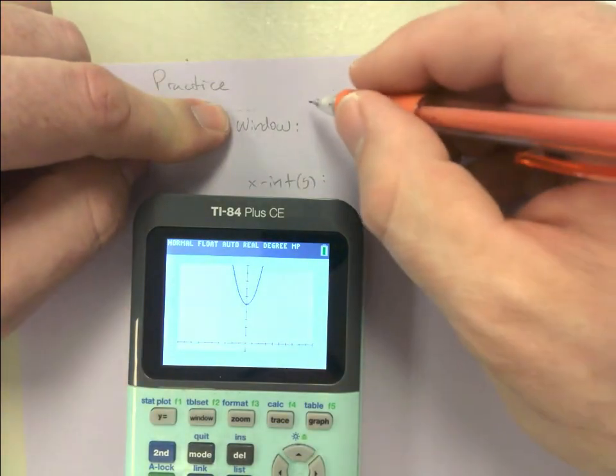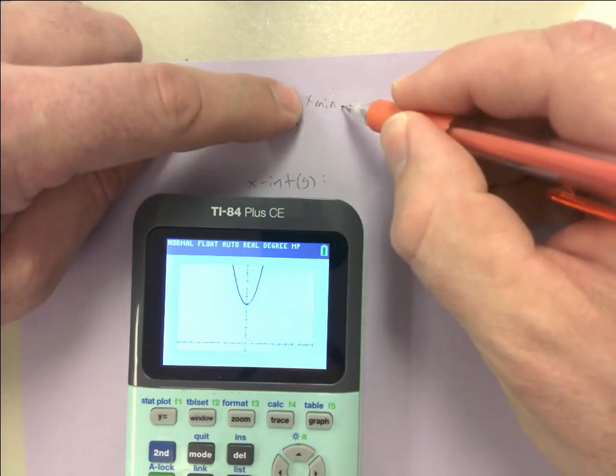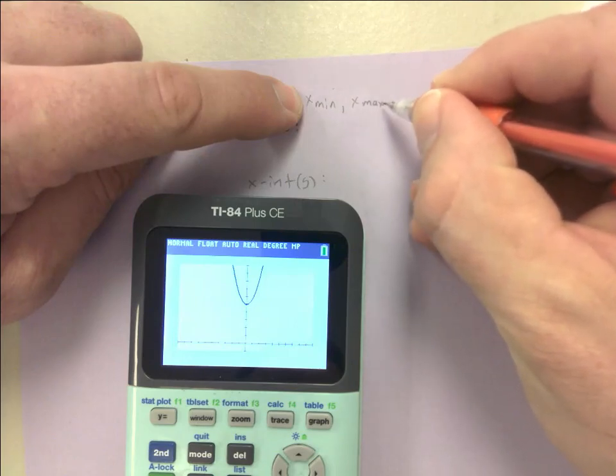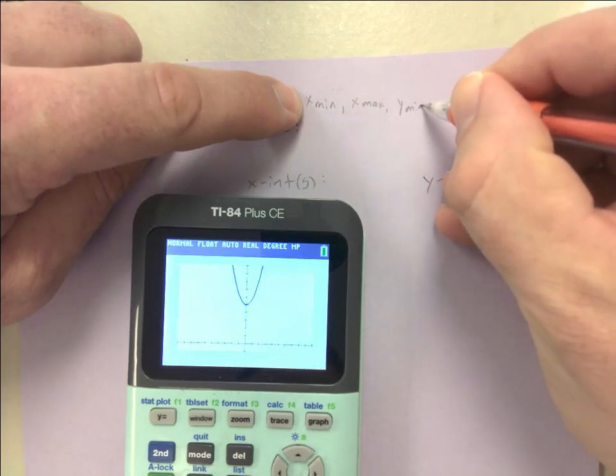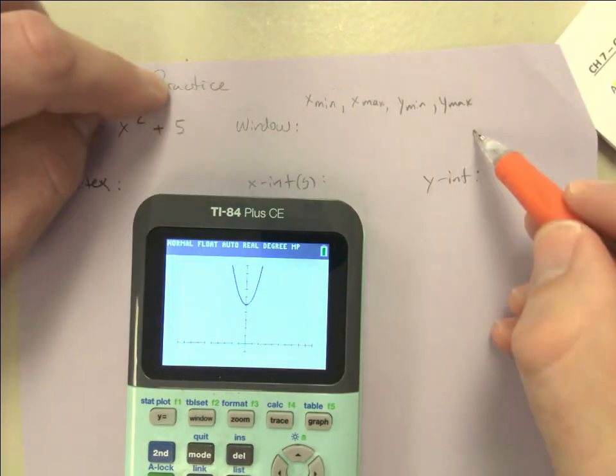My window, it goes in this order. If I ever have that on my answer key, I tell you what the x min is, the x max is, the y min, and the y max. I tell you what those values are in that order.